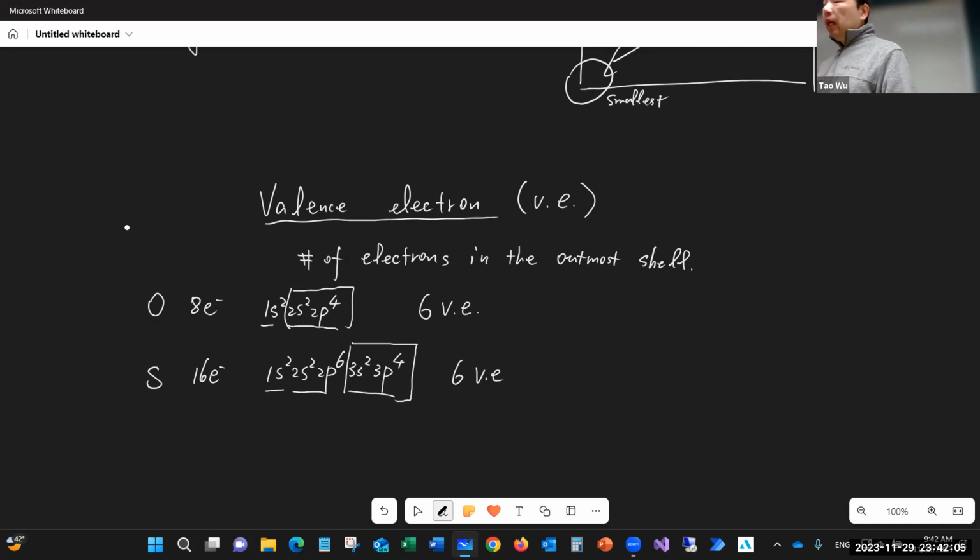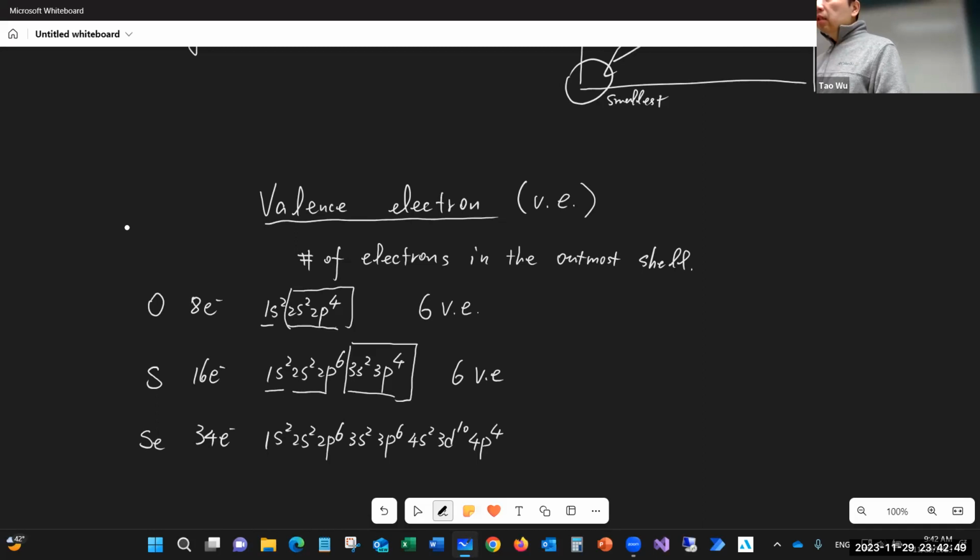And the next one is selenium. Selenium has 34 electrons. So the electron configuration is 1s2, 2s2, 2p6, 3s2, 3p6, 4s2, 3d10, and 4p4. If you add them up, 2 plus 2 is 4, 6 makes 10, 20, 30, 34. So this is the electron configuration for selenium.